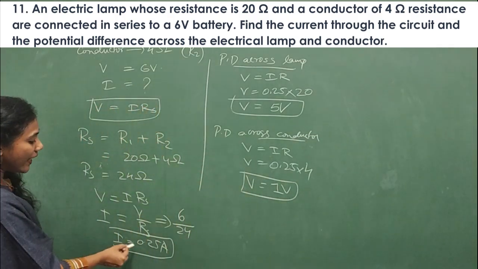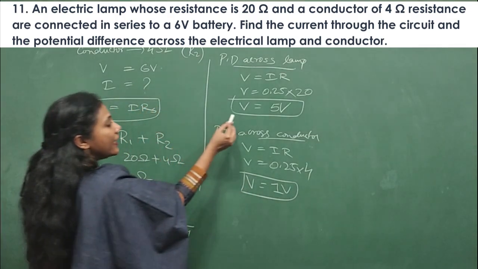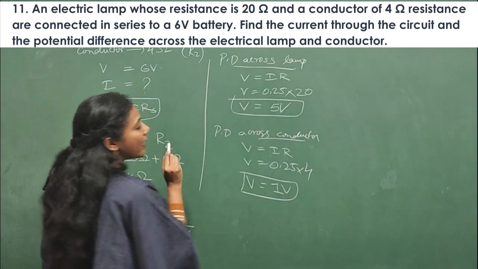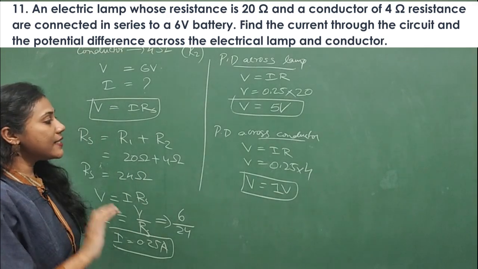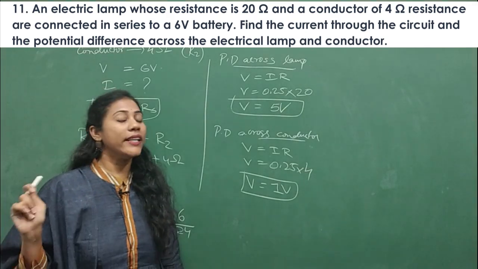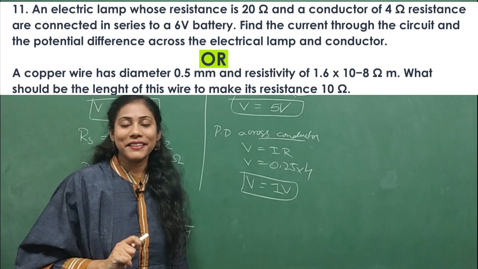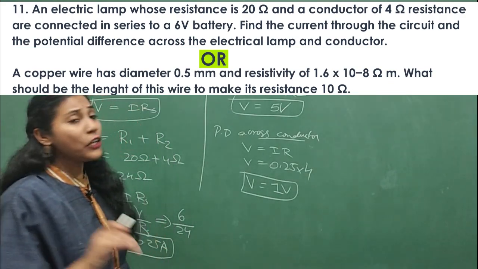So our current value is 0.25. Potential difference across the lamp is 5 volt. Potential difference across the conductor is 1 volt. So this is what the problem asked you. Very, very simple problem, isn't it? Fine. Let us go for the OR question.